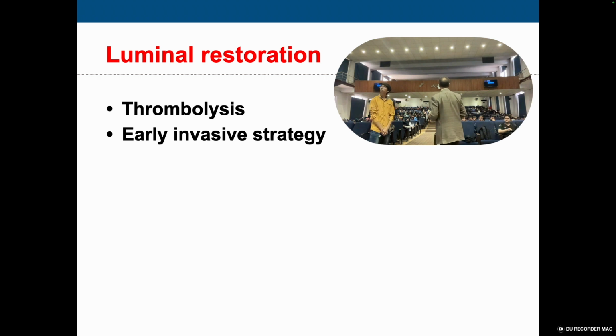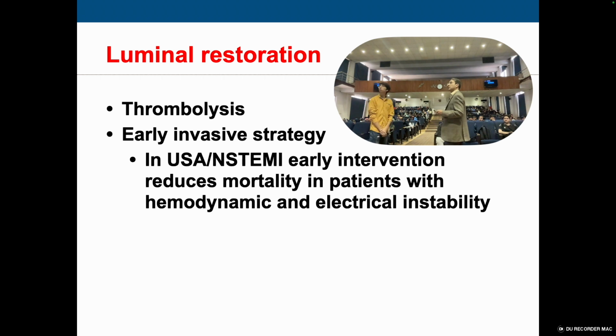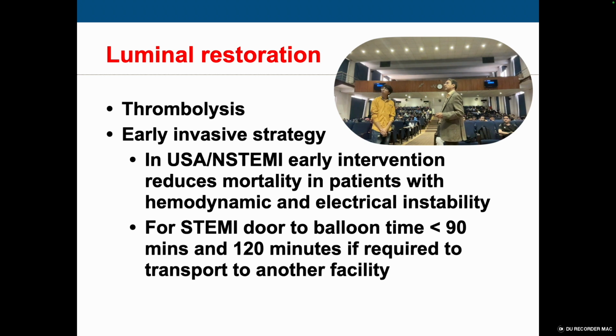Invasive strategy means you're doing a PCI, percutaneous coronary intervention. In unstable angina and NSTEMI, early intervention reduces mortality in patients with hemodynamic and electrical instability. For STEMI, door to balloon time is less than 90 minutes, and 120 minutes if you need to transport to another facility. Some people call it door to device time, but it's actually door to balloon time. Balloon means you are dilating the obstructed lumen. You have placed a balloon in the coronary and you are able to dilate it. So the door to balloon time is 90 minutes.